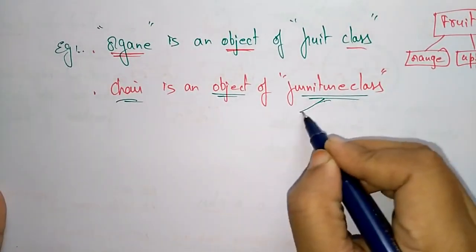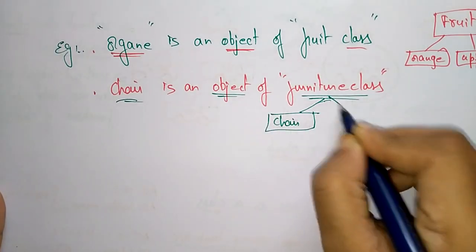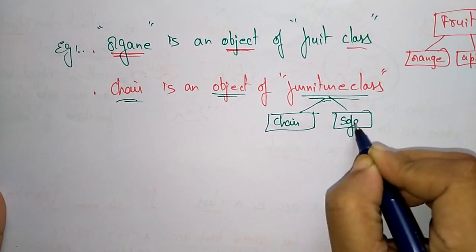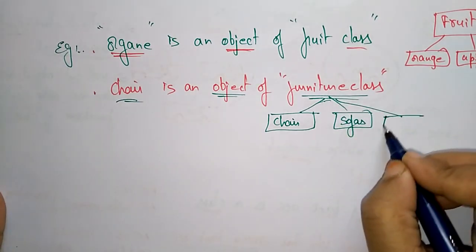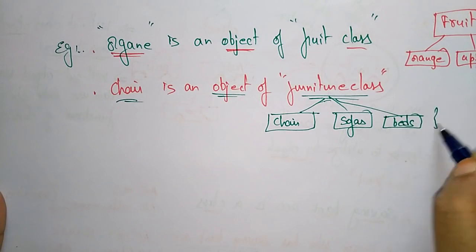So if you take the furniture class, in that furniture you have chairs, sofas, beds. Okay, so this is the class and these are the objects.